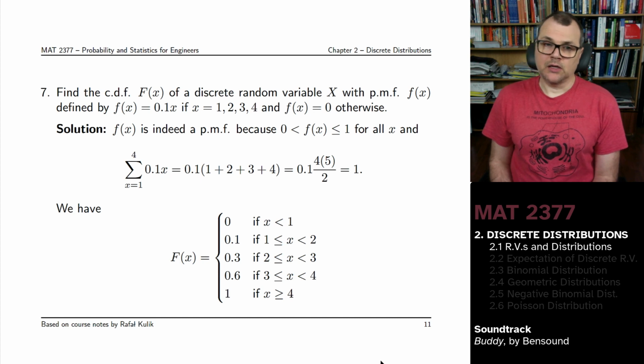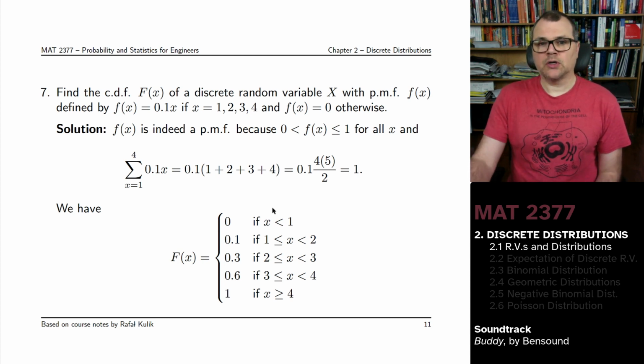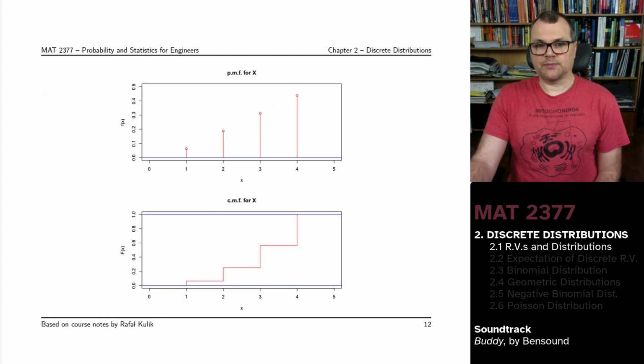Here's another example. How would we find the cumulative distribution function of a discrete random variable x if we know that the probability mass function is going to be 0.1x if x is equal to 1, 2, 3, 4, and 0 otherwise? This is what this probability mass function would look like. 0% chance of having a 0 or anything before 1, and then a 0.1 chance, or 10% chance, of getting a 1. Then you'd have a 20% chance of getting a 2, 30% chance of getting a 3, and 40% chance of getting a 4. Everything else is 0.